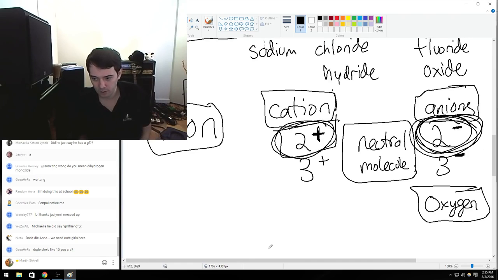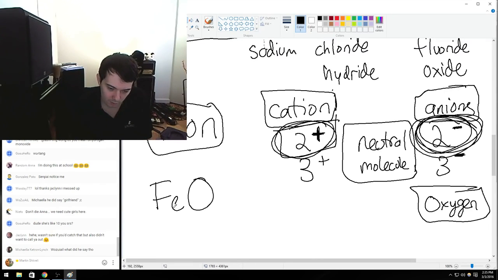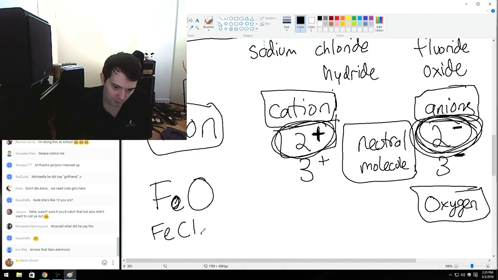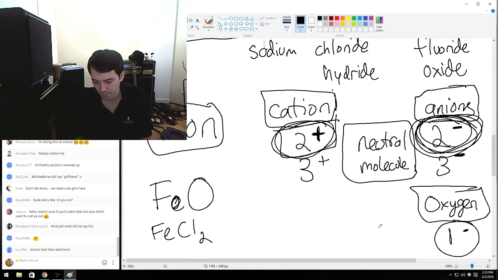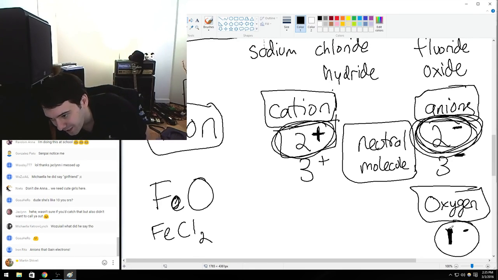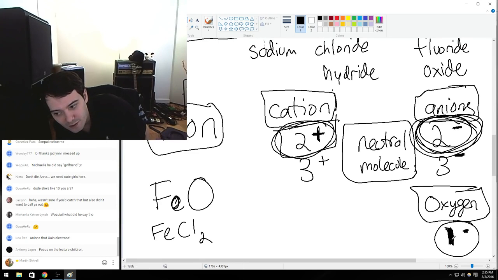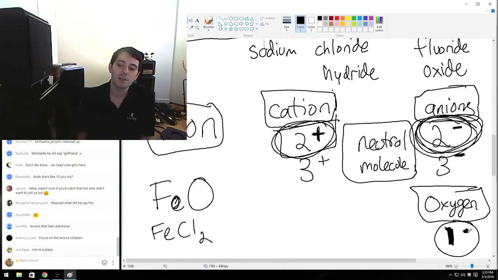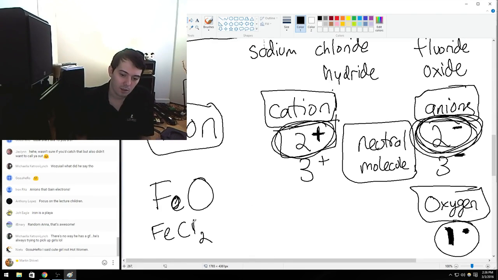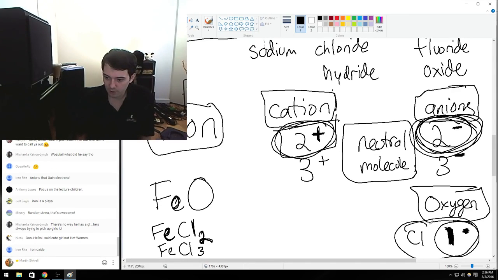Iron loves to donate two electrons, so we could have FeO. We can have FeO, or FeCl2. Cl gains one electron. It gains one negative charge. Sometimes you can slip up when you think about these positive and negative charges. It can be a little confusing. Chlorine wants electrons. Iron loves to give them up. So FeCl2, but why not have FeCl3? You can have three chlorines with three negative one charges, and one of the irons with its plus three configuration. So that can happen too.